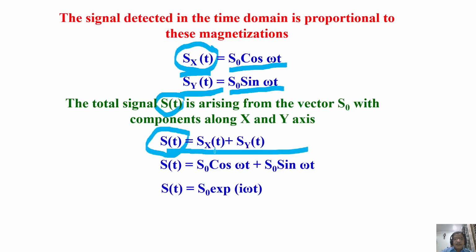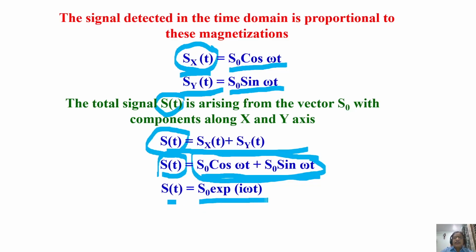Now we know what Sx is. Sx is equal to S0 cos of omega t and Sy is equal to S0 sin of omega t. Plug in these terms here. So the total signal is written as S of t is equal to this. Now you can express this as an exponential. This is basic trigonometry you would have studied in the early days. So combining these two, we can write S of t is equal to S0 into exponential of i omega t.